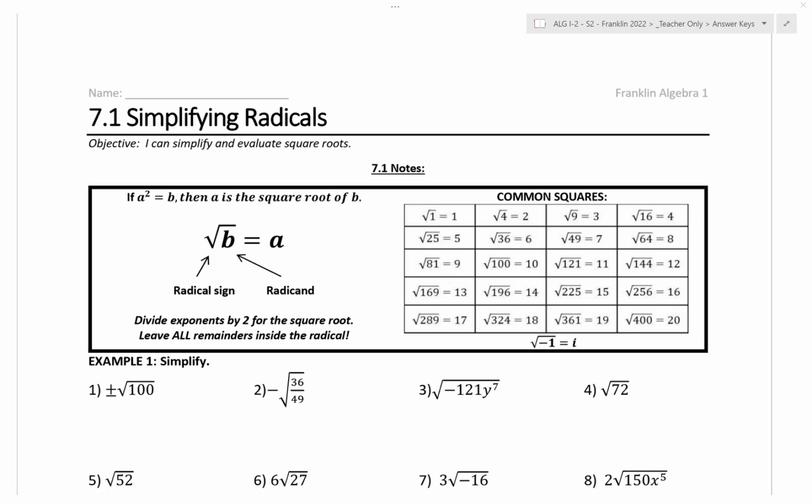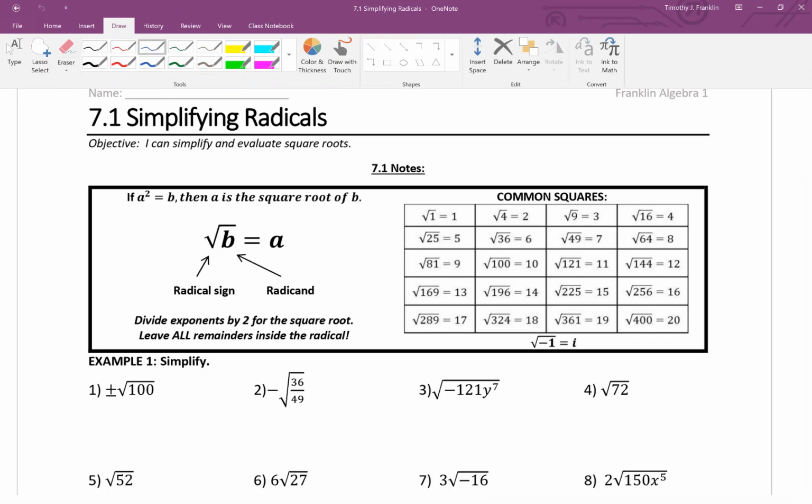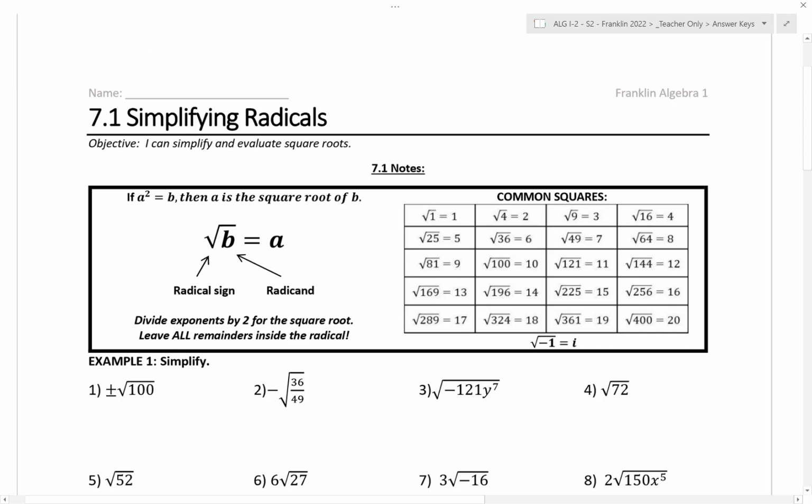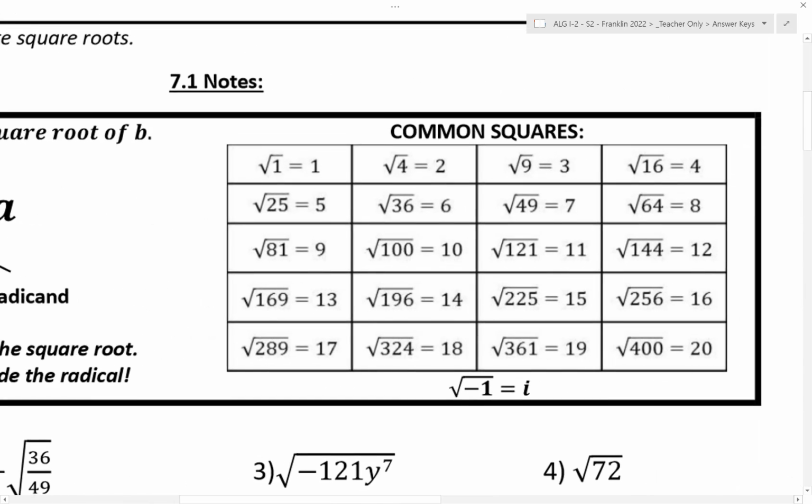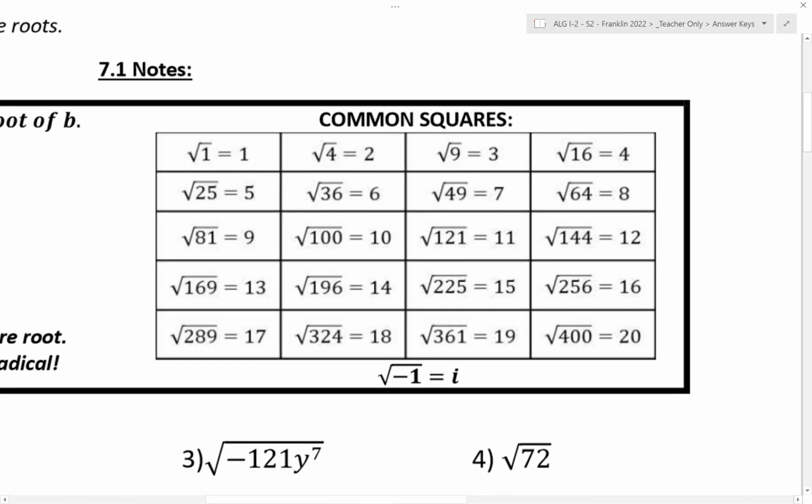Starting at Unit 7, we are going to be simplifying radicals. When we say the word radical in math terms, we're talking about square roots. If you remember from when you learned what a square root was, when we talk about square roots, we're looking for a number that when multiplied by itself gives you the number we take the square root of. So here is a table of some common ones, all the ones from 1 to 20.